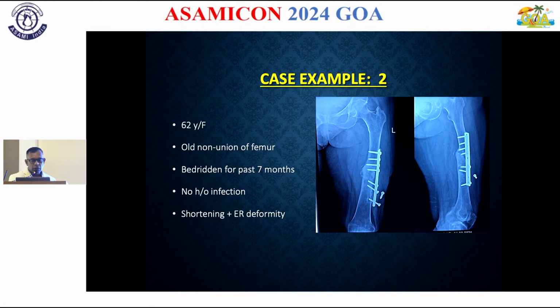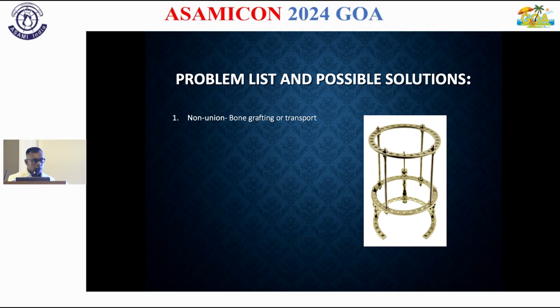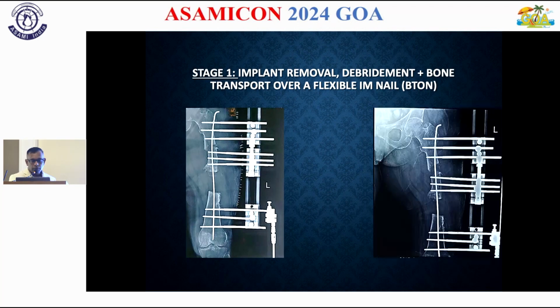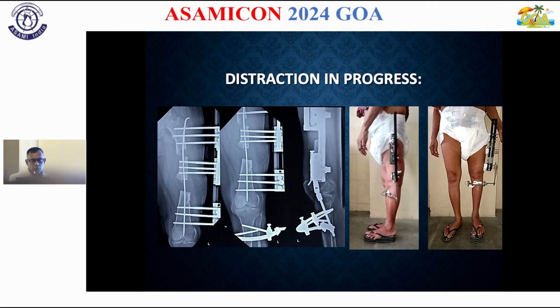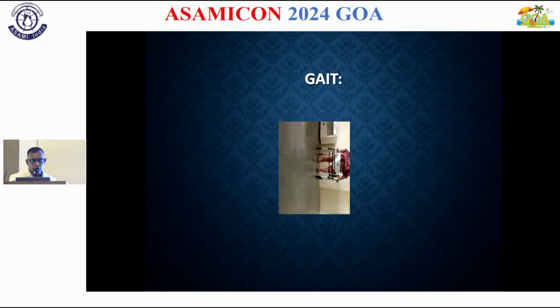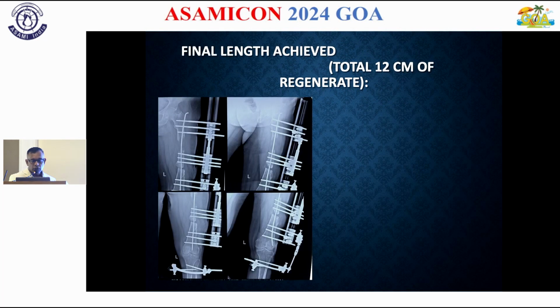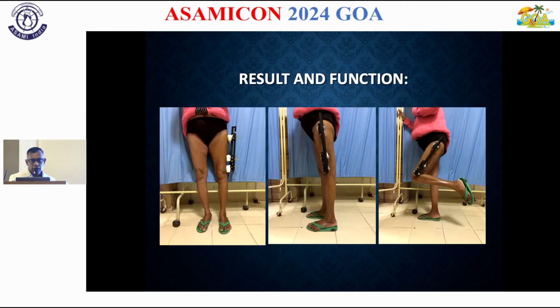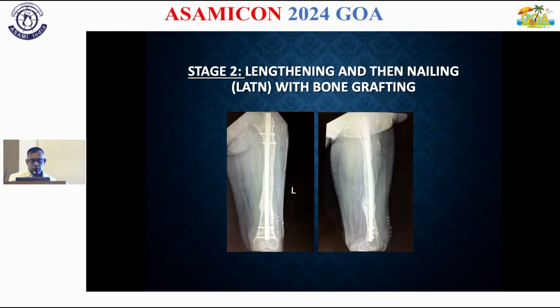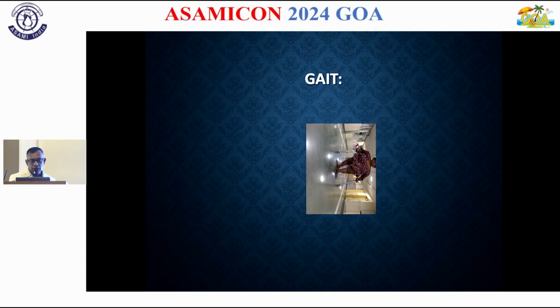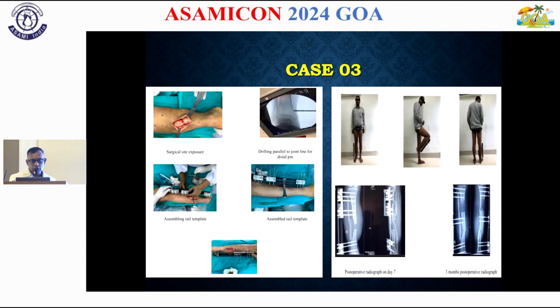Another case example, a non-union of the femur, wherein we had to create a gap of around 7 centimeters in the mid shaft, and did a proximal femoral corticotomy and a guided transport over the LRS. And here you can see the complete healing. We then removed the LRS and did a nailing also, and now the patient is doing well. These are the final walking videos of the patient.